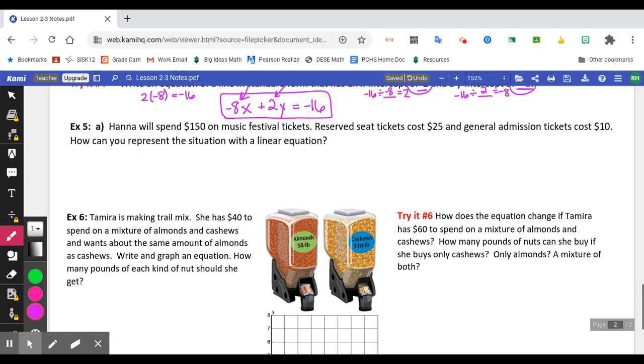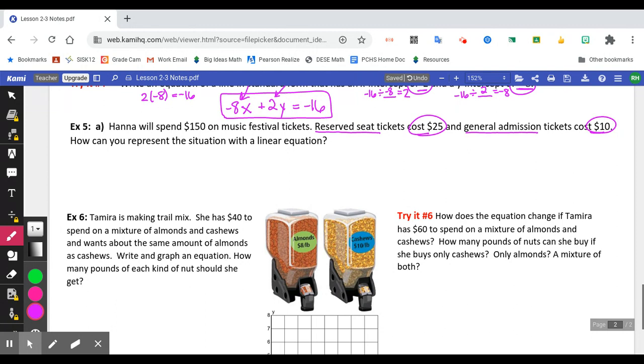Okay, last couple things. Hannah will spend $150 on music festival tickets. Reserved seat tickets cost $25 and general admission tickets cost $10. How can you represent the situation with a linear equation? So we haven't talked about any types of problems that have two different variables, but this would be that example. So you have reserved seats that cost 25 and general seats that cost 10.